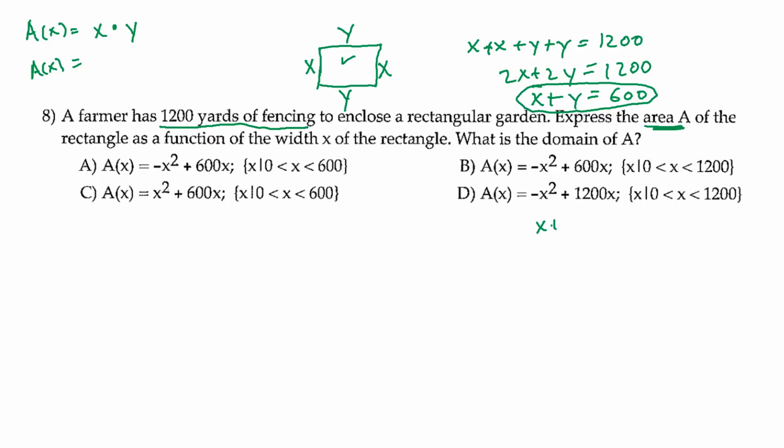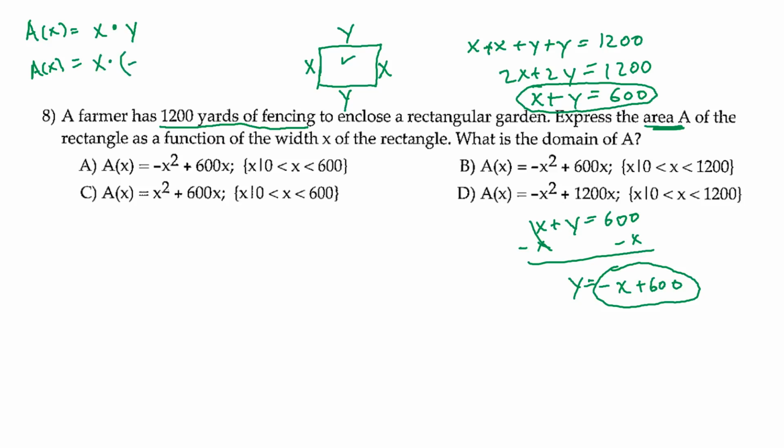And if we do some work with that, we could actually solve for a variable. So we could solve this for y by subtracting x from both sides. So we end up with y equals -x plus 600. If y equals -x plus 600, that means that we can replace y with -x plus 600. So we're going to do x times -x plus 600. We're going to do the distributive property, and so we end up with -x squared plus 600x.